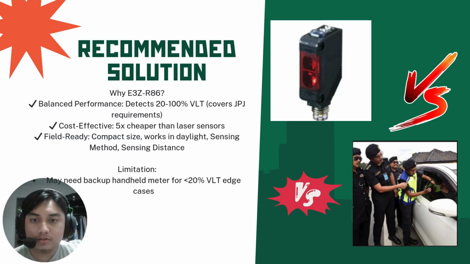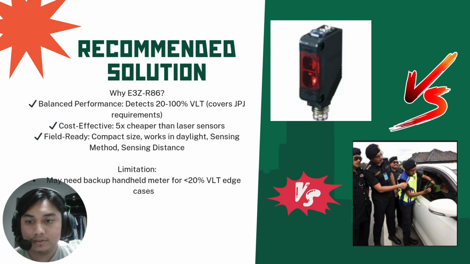So the recommended solution is E3ZR86, which is the infrared sensor, the first sensor. Why we choose E3ZR86? Because first it has a balanced performance, which detects 20 to 100% VLT, which covers JPJ requirement, which in Malaysia needs to be more than 70%. And second is cost effective, it is 5 times cheaper than the laser sensor, which is the most expensive sensor that we chose in the previous slide.